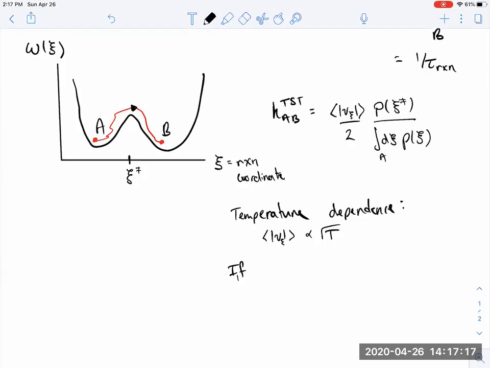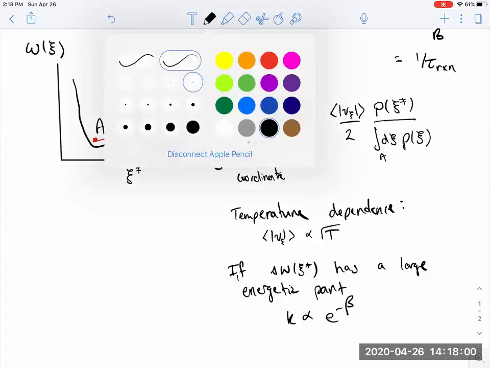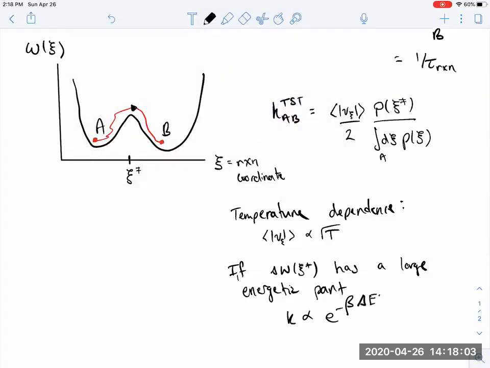And if the barrier height, the change in reversible work to get to that transition state, has a large energetic part, then we should expect that the square root temperature dependence is going to be negligible relative to the exponential temperature dependence we would expect from having a large energetic, let's give that a delta E, large energetic part of that barrier.